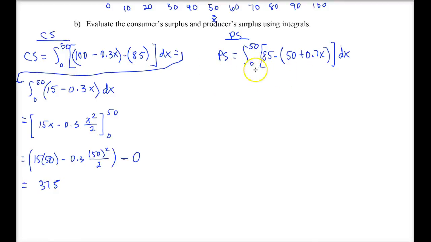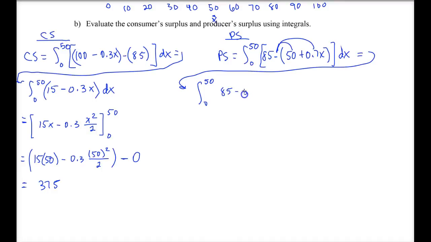So now let's do the same thing with the producer surplus. And so for this one, we have to watch it because we need to distribute this understood -1 here to both terms here before we actually start doing our integration. So here this will be from 0 to 50 of 85 minus 50 minus 0.7x. Of course, this will just be from 0 to 50. And the difference in between 85 and 50 is 35. So we got 35 minus 0.7x dx.